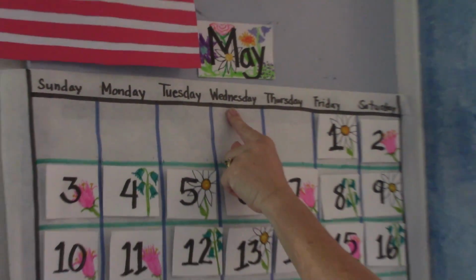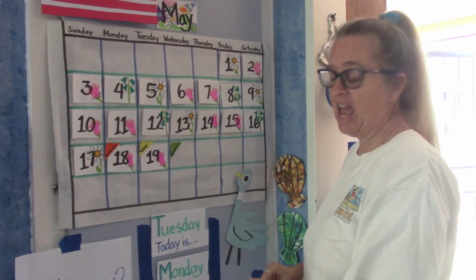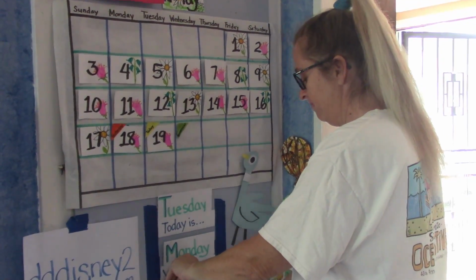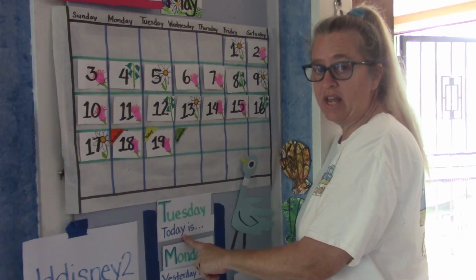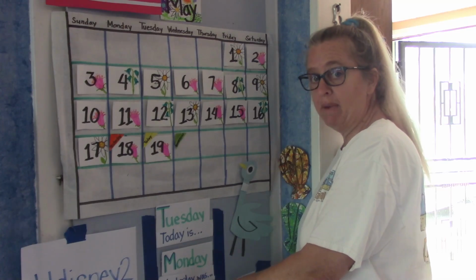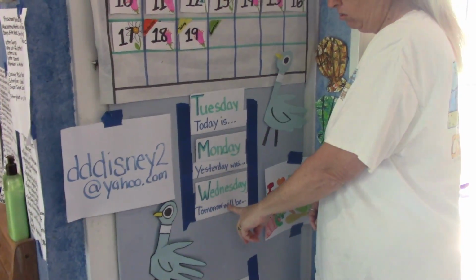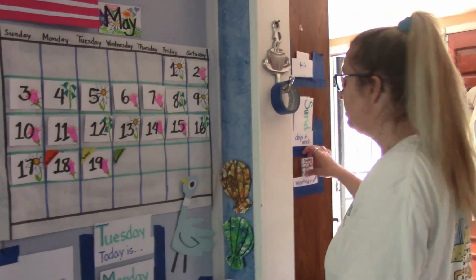Tomorrow is Wednesday. So let's look at this again. Today is Tuesday. Yesterday was Monday. Tomorrow will be Wednesday. Which means now it's time for the weather, and I got so excited yesterday because we had rain. Let's see what we have today.